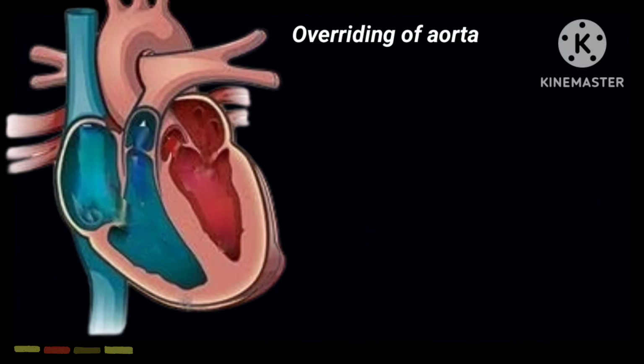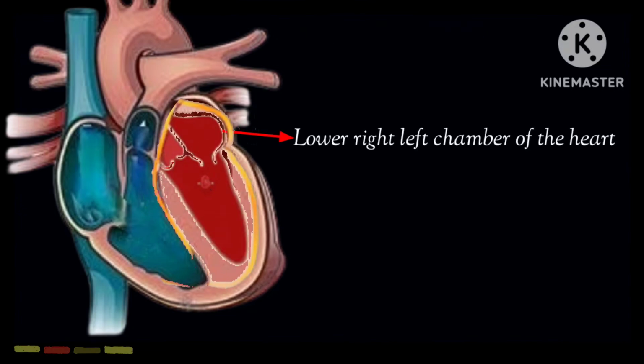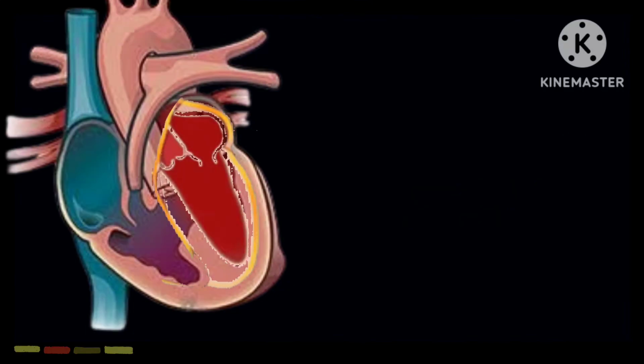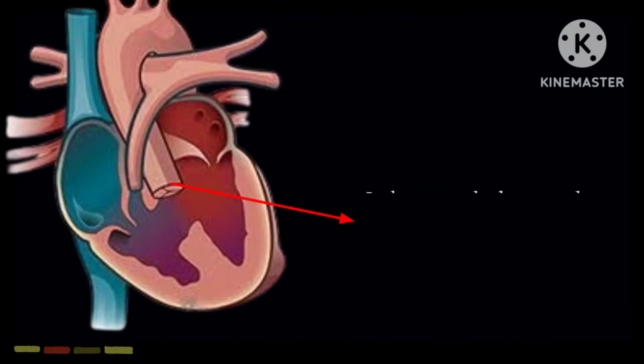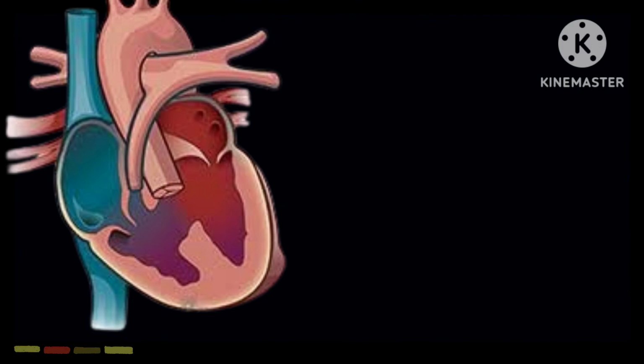Overriding of aorta. The aortic valve is typically on the lower left chamber of the heart and is responsible for the flow of oxygen-rich blood to the rest of the body. When a person has Tetralogy of Fallot, the aortic valve is in between the lower left and right chambers of the heart next to the ventricular septal defect. This causes oxygen-poor blood to flow through the aortic valve instead of oxygen-rich blood.